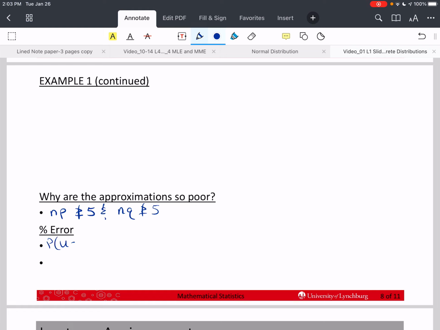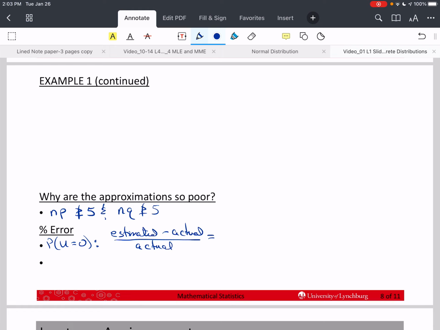So for the probability of u equals 0, the percent error, we have to know the actual. So we take the actual minus the estimated. Okay. Or actually, we should probably do it in reverse. Estimated minus actual over actual. And then if we get a negative, that means we have a smaller estimated value. If we get positive, we have a larger.